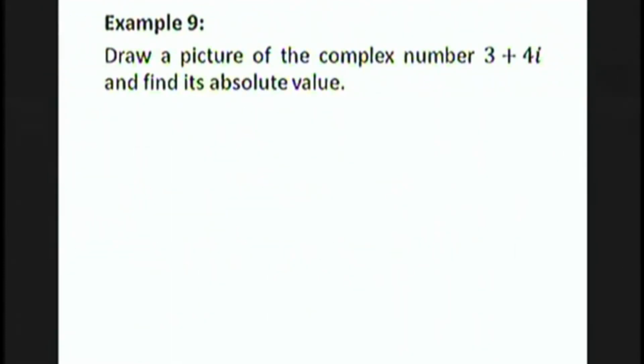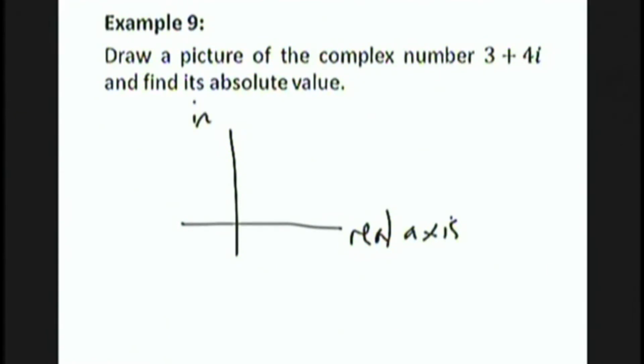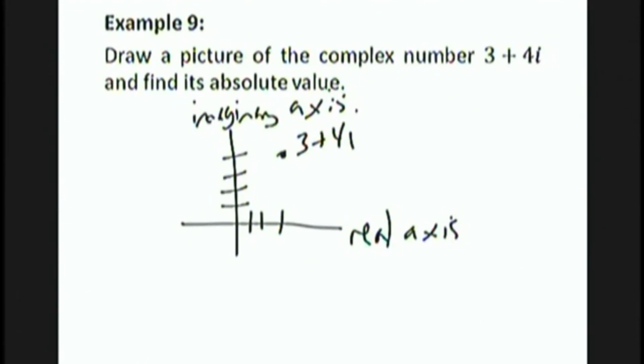Let's draw a picture of the complex number 3 plus 4i and find its absolute value. So first, here's the complex plane. This is the real axis, and what we normally have as the y-axis is the imaginary axis. 1, 2, 3, 1, 2, 3, 4. So here's the point (3, 4), which we identify with the complex number 3 plus 4i. To plot that point, note that we went to the right 3 and up 4, and the absolute value is this distance.